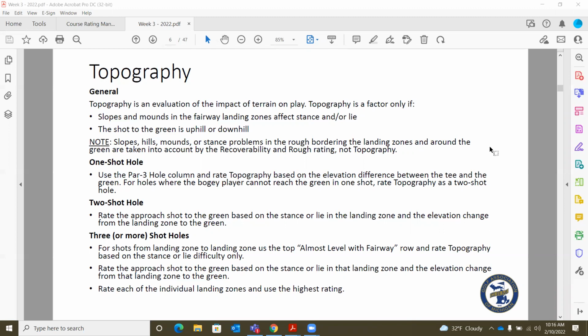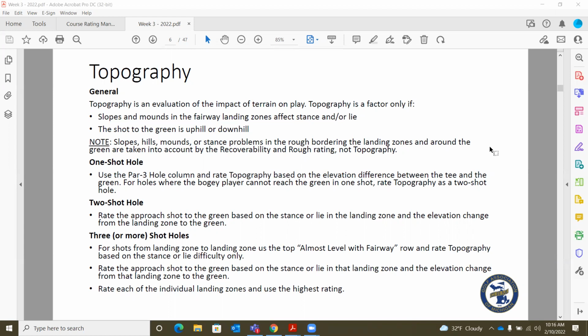So at the very simplest example, we have a par 3 where we don't need to worry about the slopes and mounds in the landing zone because we don't have a landing zone. We're making the assumption that all tees are perfectly flat and level, although we know that's maybe not necessarily the case with some new tees that get put in, but that's the assumption that we're making. So on a par 3 or a 1-shot hole, we're really only looking at if the shot is uphill or downhill.